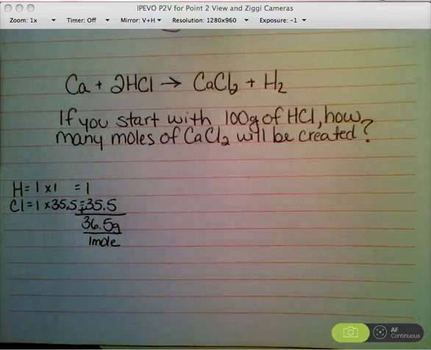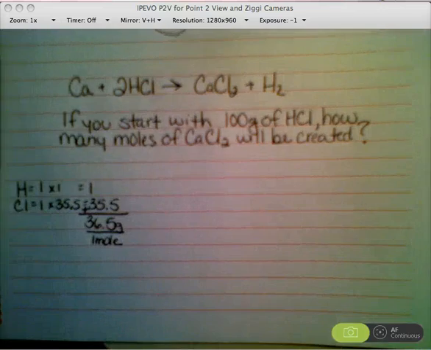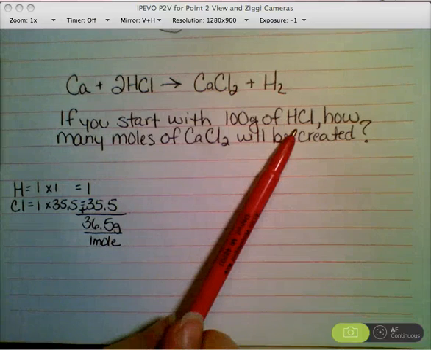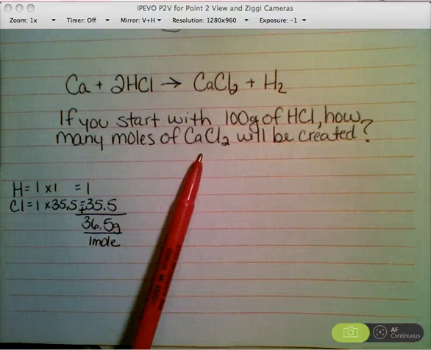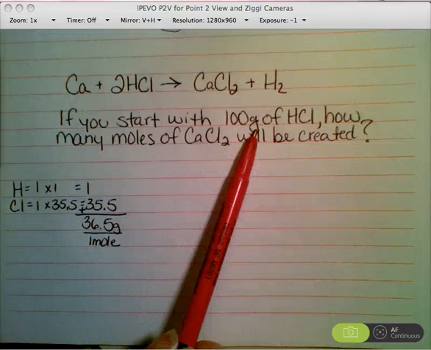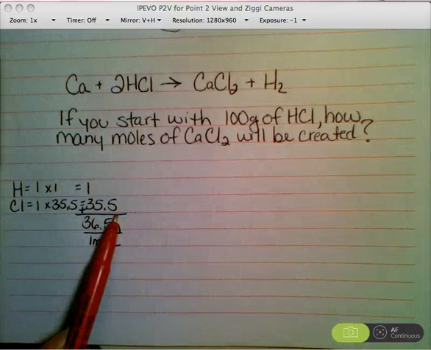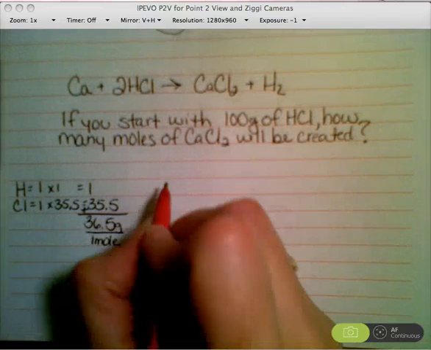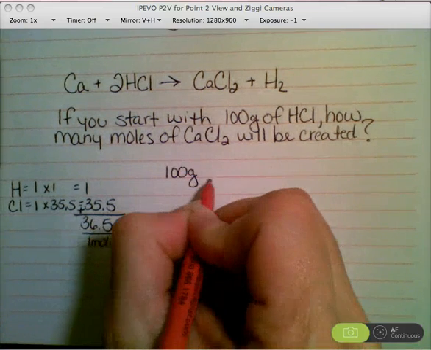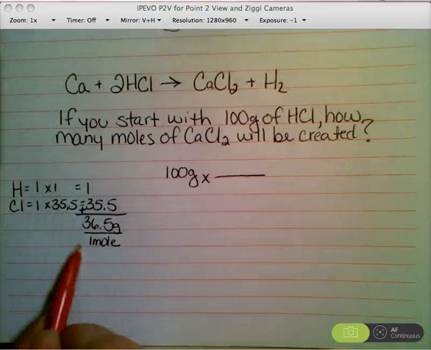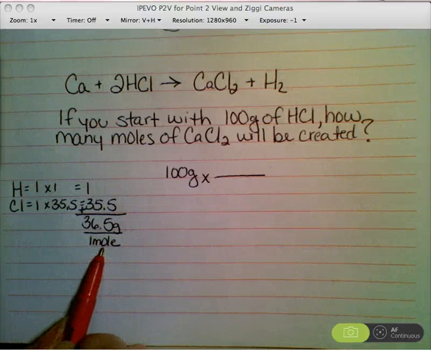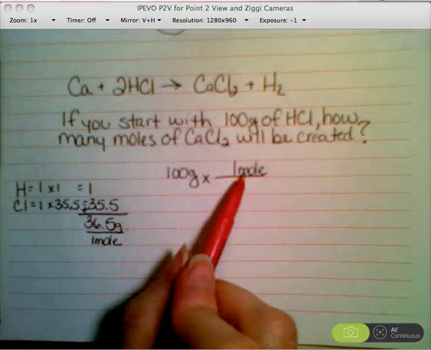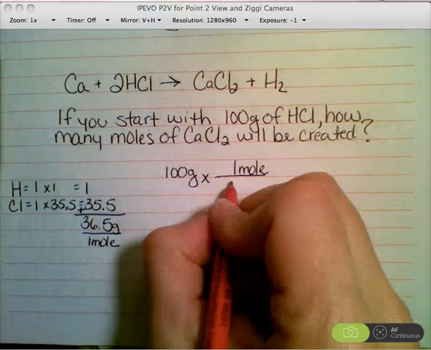So now, what if we're given mass and we need to find moles of a product formed? So if I start with 100 grams of hydrochloric acid, how many moles of calcium chloride will be created? Well, I need to convert grams to moles, and I already figured out the molar mass of hydrochloric acid. And if I know that I have 100 grams to start with, how am I going to use my molar mass to get moles? Well, moles is what I'm looking for, so that's going to go on top. And I know that for every 1 mole, we have 36.5 grams.